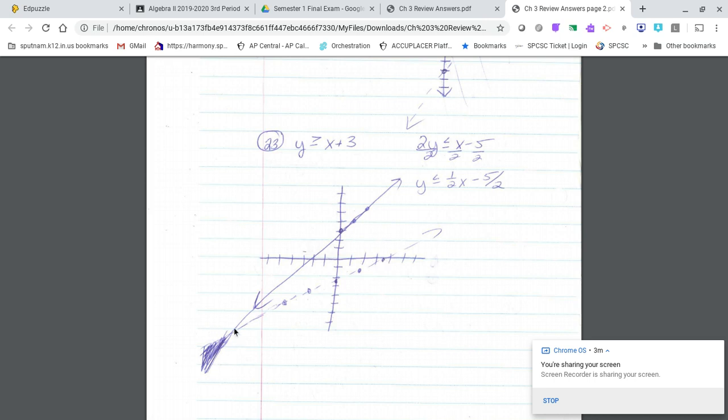But the good news is you're just finding the overlap of the shading. And this one almost went off my graph here. But this one's going to go down, and this one's going to keep going like this. And they should overlap over here.